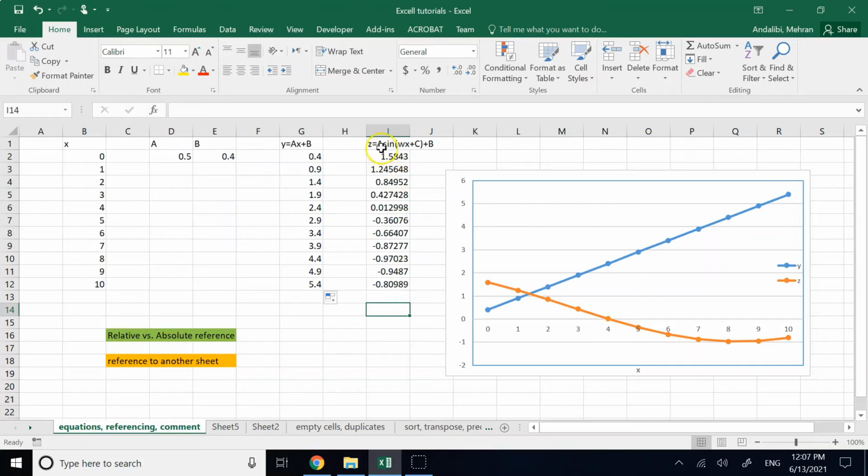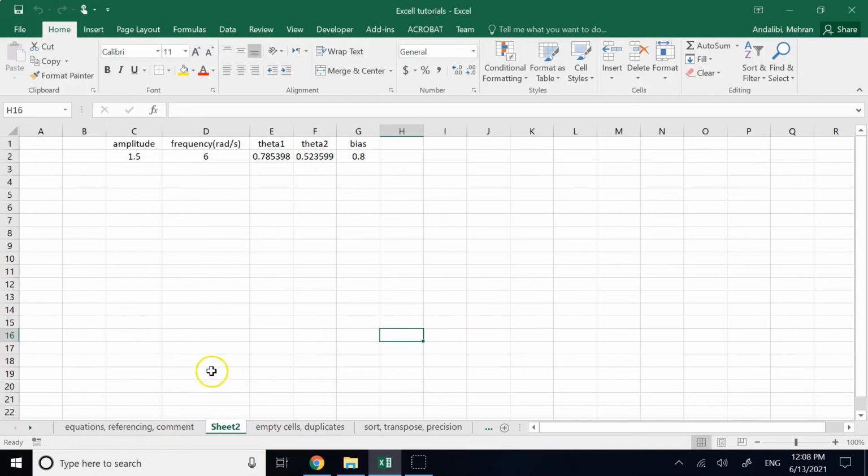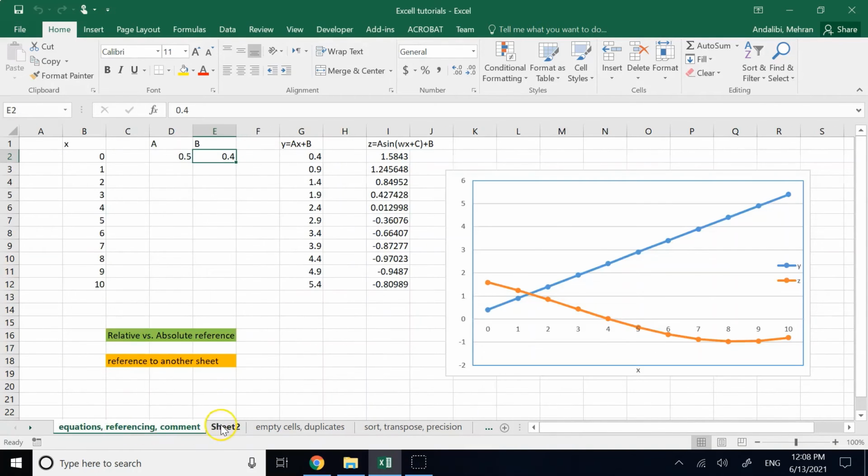So here, again, the X data is coming from column B, but these coefficients A, W, C, and B, I want them to come not from cells in this sheet. I want them to come from another sheet. That's where you can link different sheets together. Okay, remember what I told you? These sheets, by the way, if you don't want any sheet, you can just right click on it and say delete. So I want those data to come from sheet number 2.